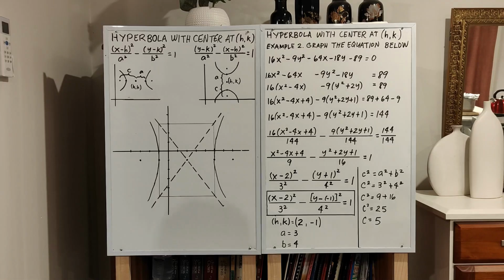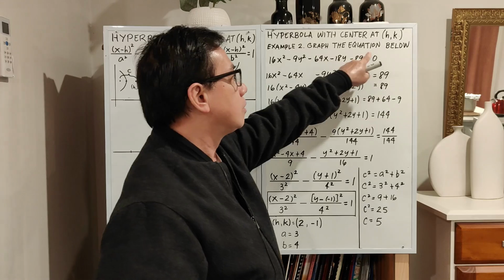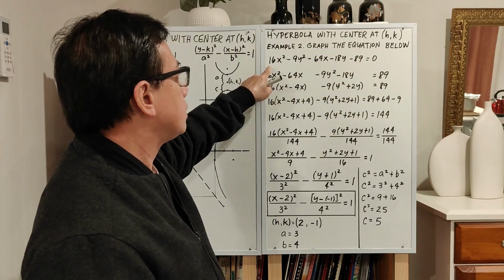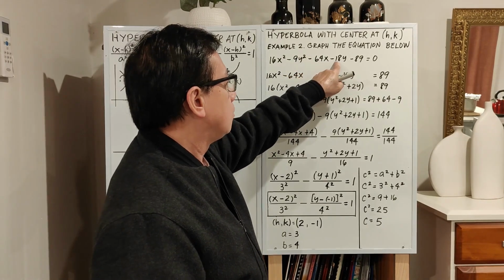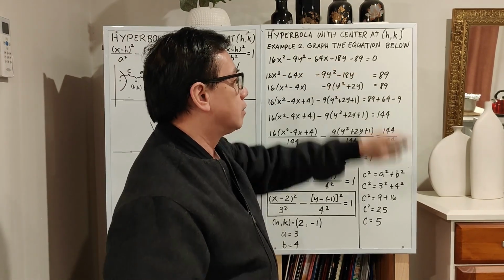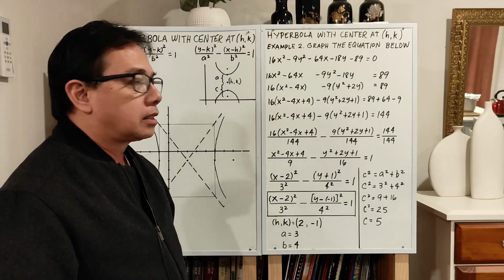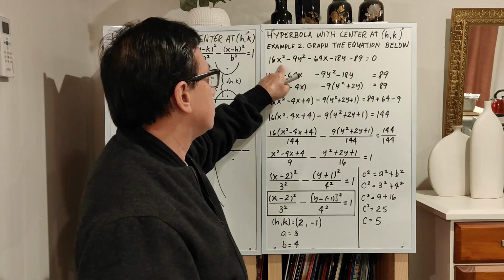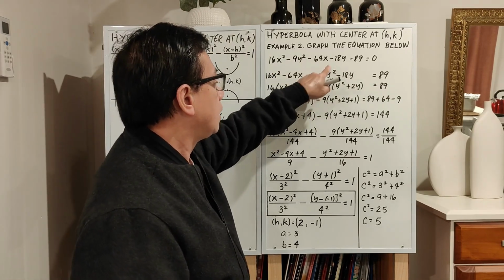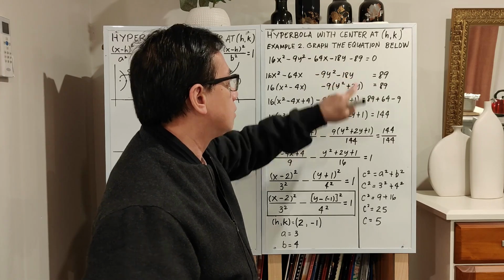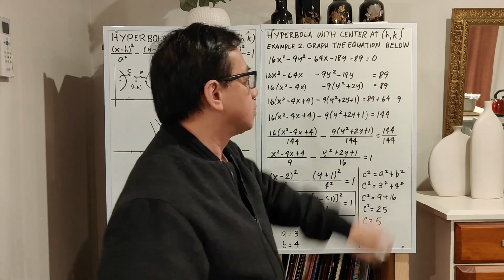Next, we can reverse the question. Example, graph the equation below. So this is your equation, 16x squared minus 9y squared minus 64x minus 18y minus 89 is equal to 0. First, we need to combine the terms with the same variables. So this one, 16x squared and negative 64x is this one. Negative 9y squared and negative 18y is this one. And then we move the constant to the other side. Negative 89 becomes positive 89.